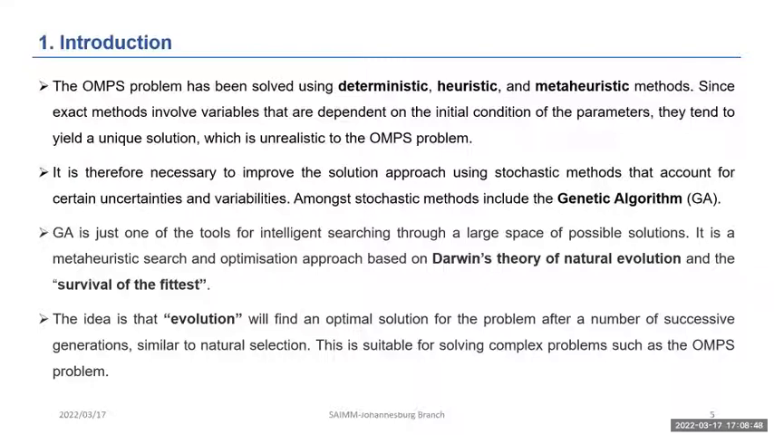The genetic algorithm is just one of the tools for intelligent searching through a large space of possible solutions. It is a metaheuristic search and optimization approach based on Darwin's theory of natural evolution and the survival of the fittest theory. The idea of the genetic algorithm is that evolution will find an optimal solution for the problem after a number of successive generations, similar to natural selection. And this way of doing things is very suitable for solving complex problems, such as the open pit mine production scheduling problem.